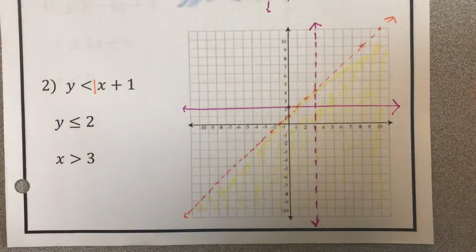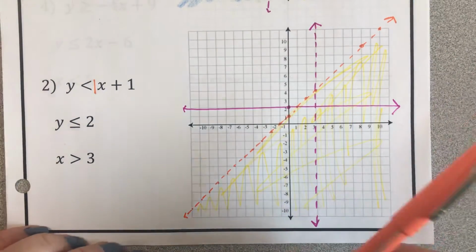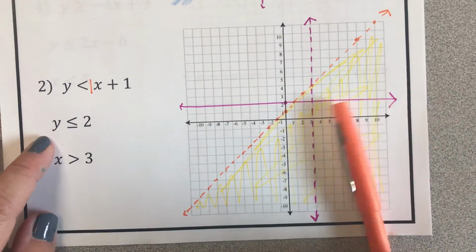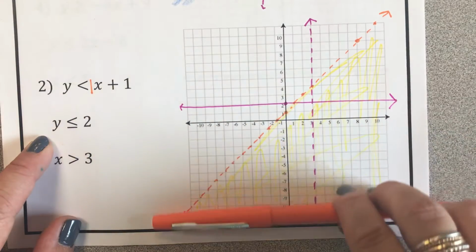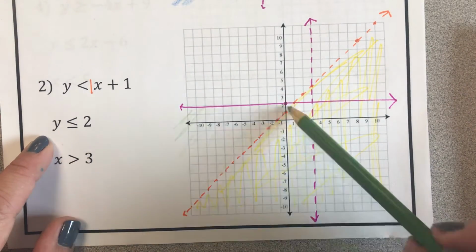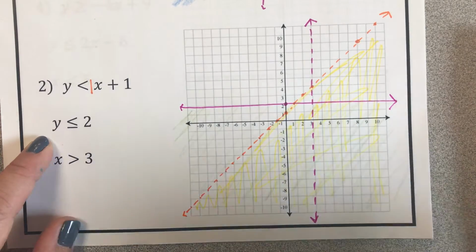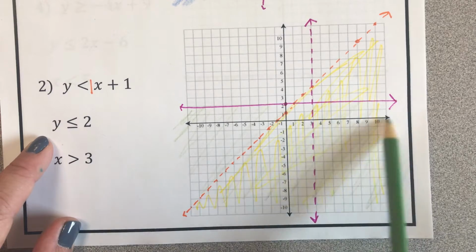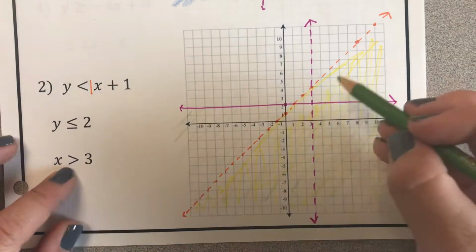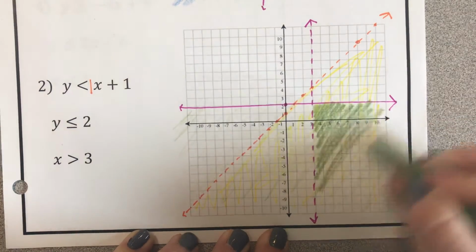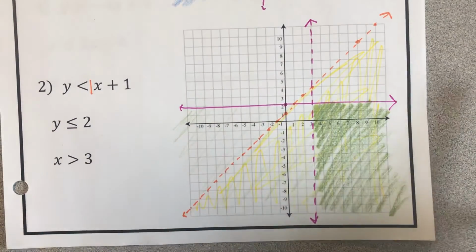Okay, so let's look at it. We want y is less than x plus 1. That's this part. Then we want the y values to be less than or equal to 2. So now we're doing this section under here. Where is it double shaded? It's double shaded all of this. Now, the x has to be greater than 3. So this is x is greater than or equal to 3, or greater than 3. So this section would be my solution.